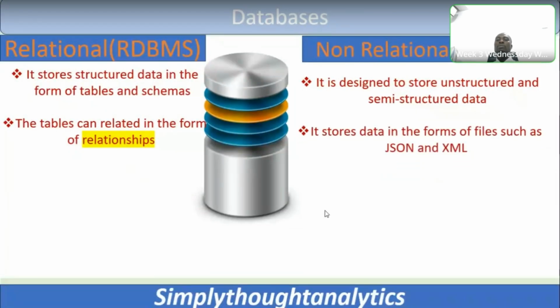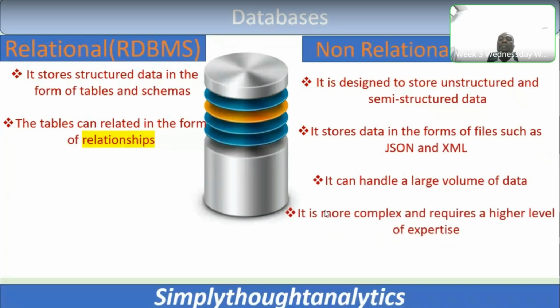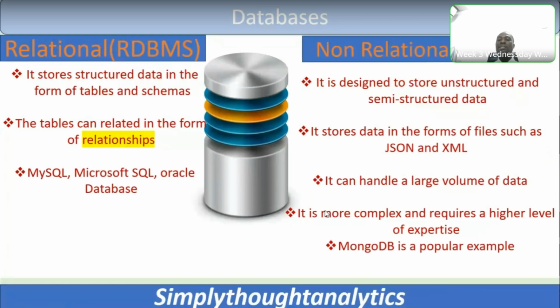A non-relational database stores data in the form of files, such as JSON files, XML files, and so on. You don't need to know some of these things, but you should be aware of them, so that if somebody says JSON file, you should not look lost. A non-relational database can handle a large volume of data, and it is more complex and requires a higher level of expertise. And these are the examples of relational databases, and these are the examples of non-relational databases.